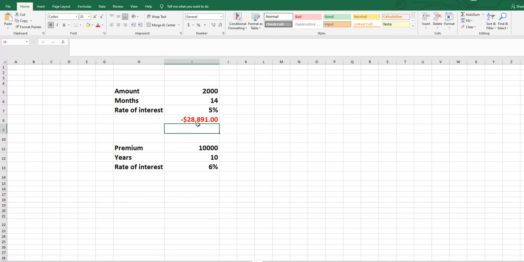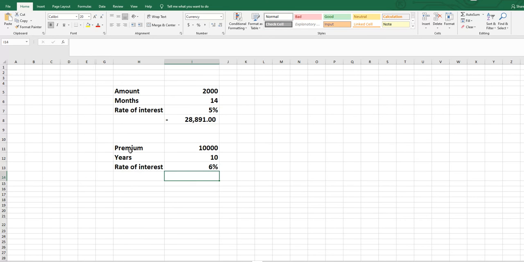So you will see our amount after 14 months will be $28,891. If you do not want the dollar sign here, in the Home tab number group, this is the comma, click on the comma, it's gone. If you do not want this minus sign either, then see in the formula which starts with equal to future value, after the equal sign you have to put a minus. Negative of negative future value, and then there will be no negative sign.